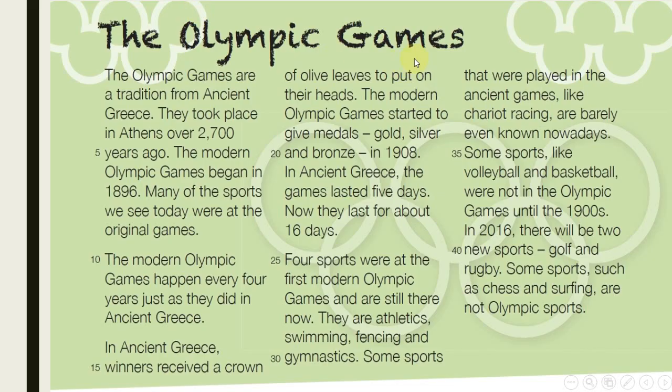The Olympic Games. The Olympic Games are a tradition from ancient Greece. They took place in Athens over 2,700 years ago. The modern Olympic Games began in 1896. Many of the sports we see today were the original games. The modern Olympic Games happen every four years, just as they did in ancient Greece.